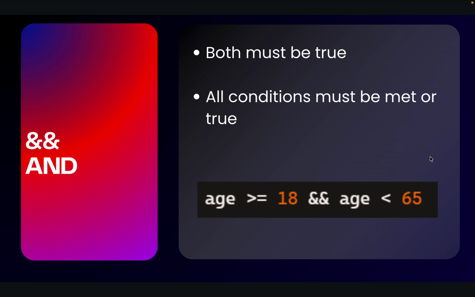Each logical operator has a different outcome. Your and operator is going to be true if both are true. So all conditions must be met for it to be true. Basically, it's saying this and this have to be true. So if one of them is false, then the whole thing is false. So and means both.